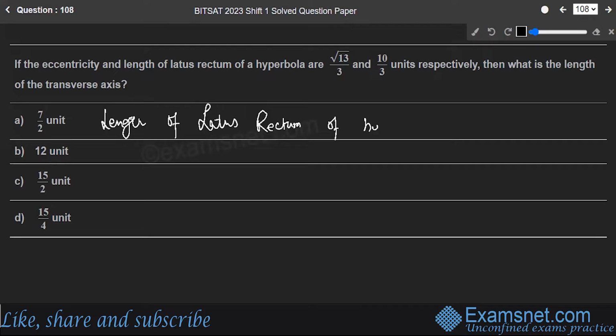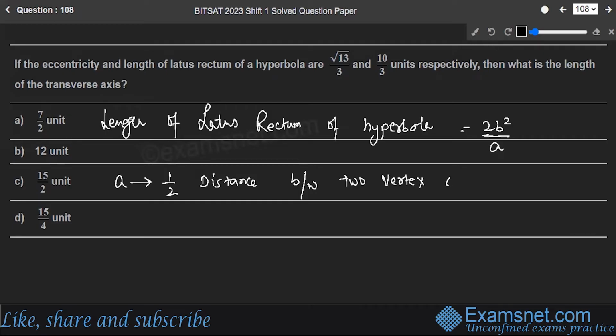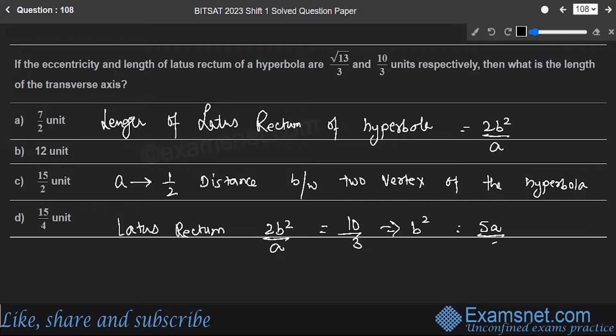The length of latus rectum of a hyperbola is given by 2b square upon a, where a is half the distance between the two vertices of the hyperbola. Therefore, latus rectum, that is 2b square upon a, is equal to 10 by 3, or you have b square is equal to 5a upon 3.